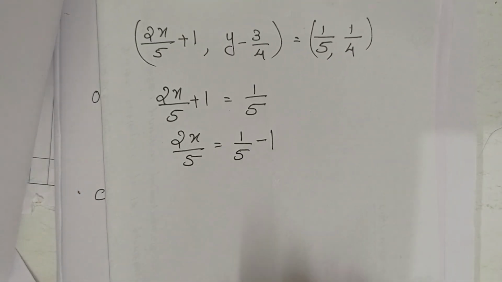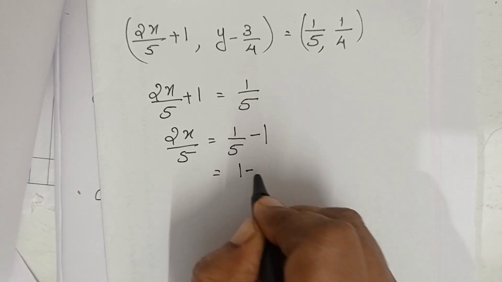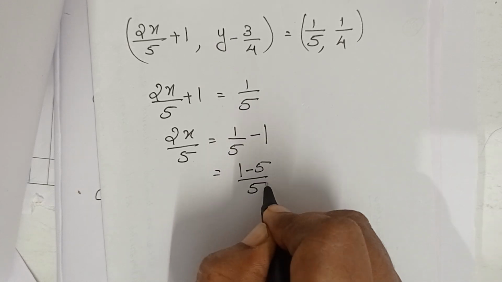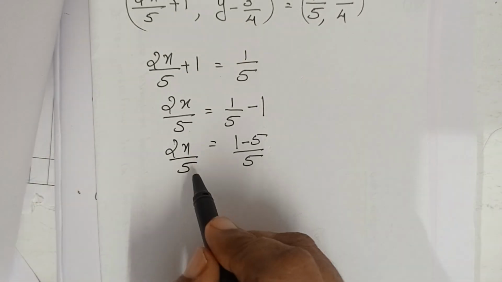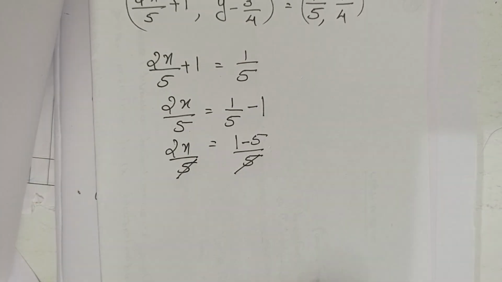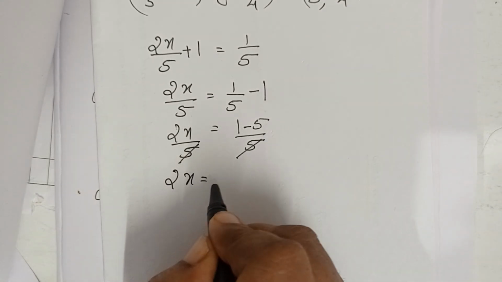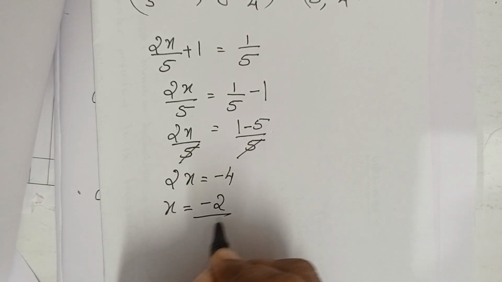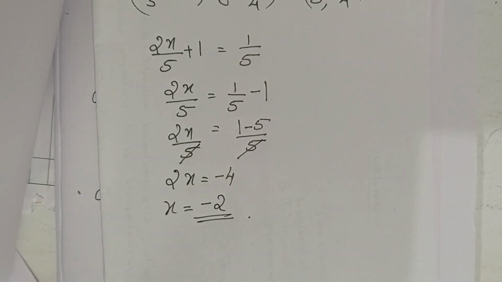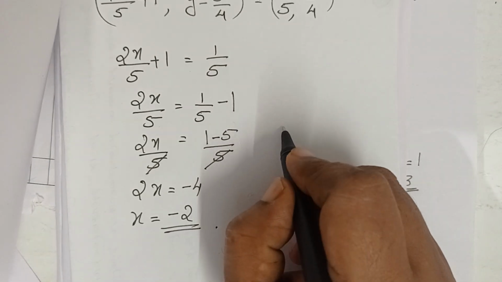When you take the LCM of the RHS, you will get 1 minus 5, the whole by 5. 2x by 5: if the denominators are the same, you can cancel. 5 and 5 cancel. Then you will get 2x is equal to minus 4, which implies x is equal to minus 2. Understand? Same way, what about the second one?